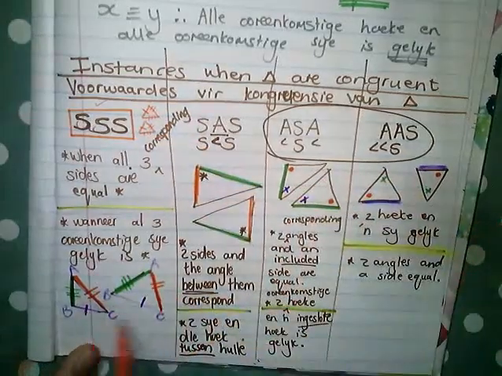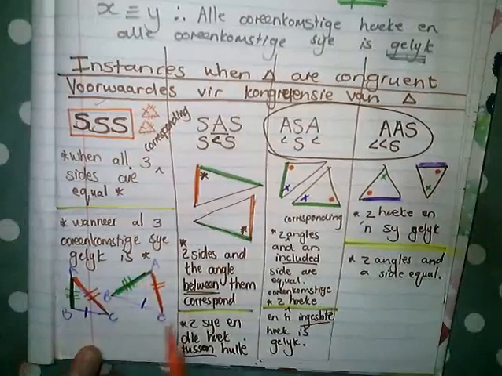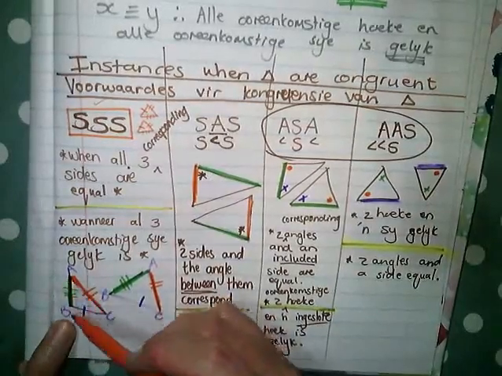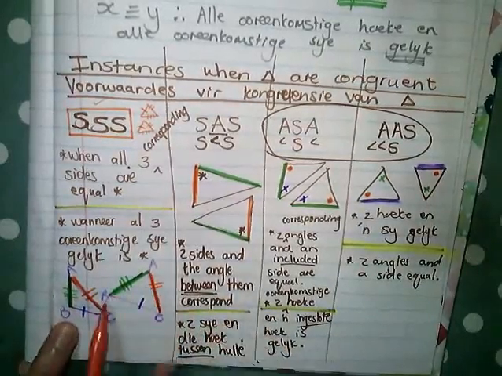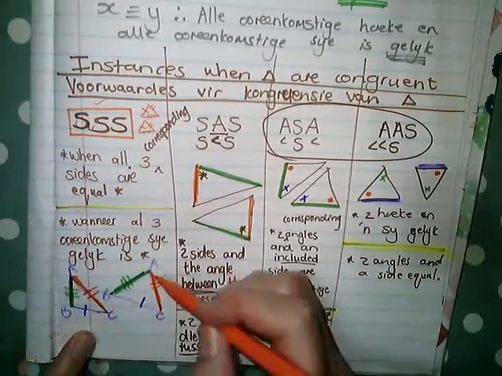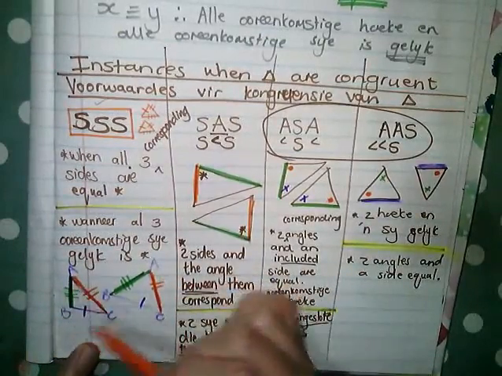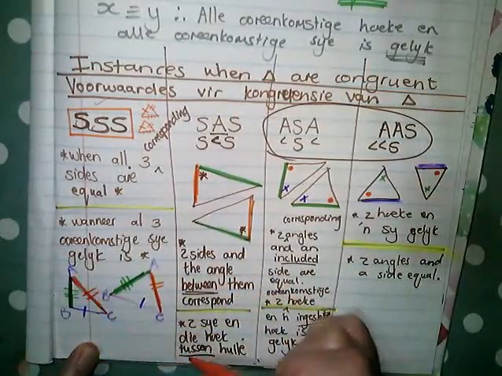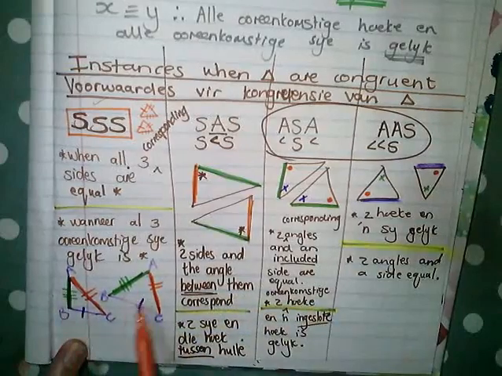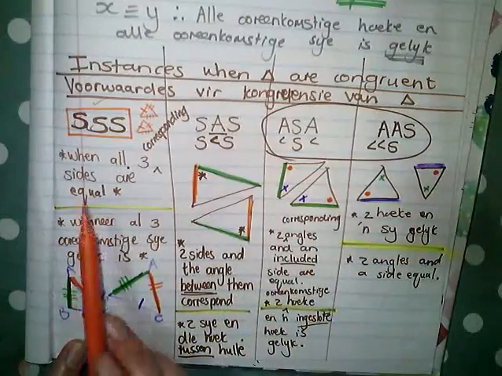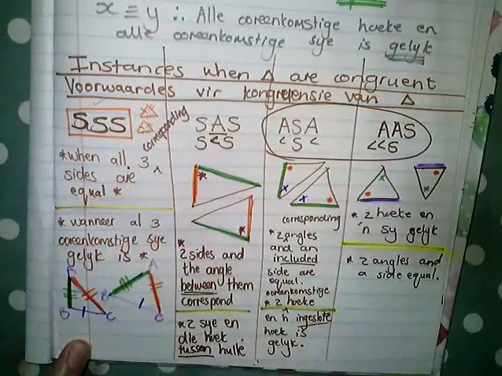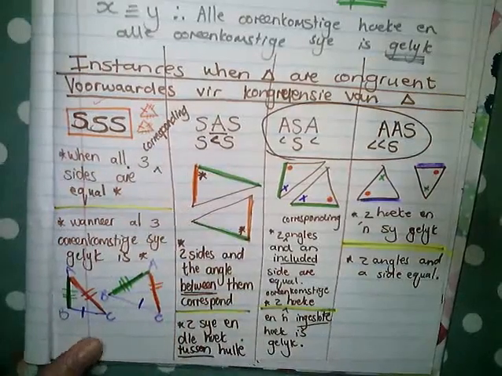Okay, and dis wat hierdie prentjie ook sê. That's the same thing that this picture says. AB here is equal to AB there. BC here is equal to BC there. AC there is equal to AC there. Okay, so because all of them are equal, 3 sides are equal, side, they are congruent.